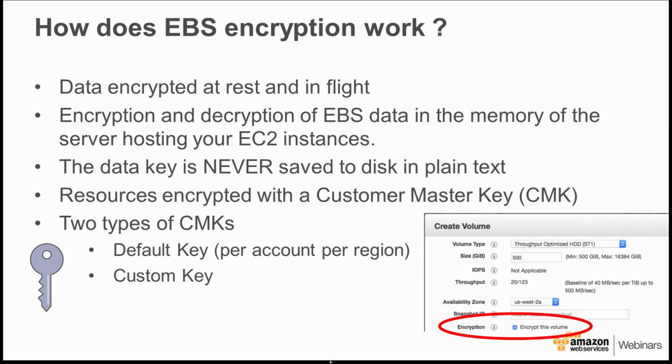Your resources, your volumes, are encrypted with something called a customer master key. And there are 2 types of CMKs. There's a default key, one default key per account per region, and then you have the option of creating custom keys. You can use either of these to encrypt your EBS resources.